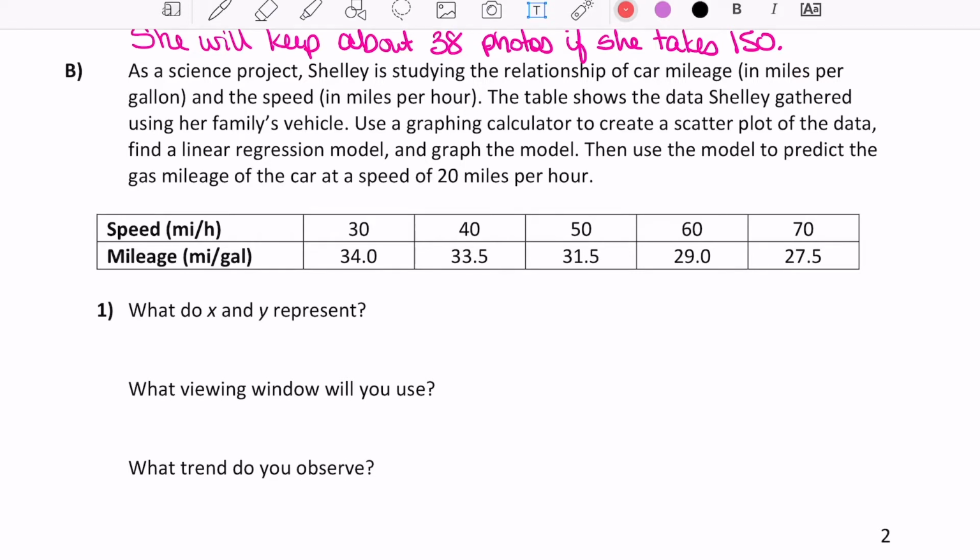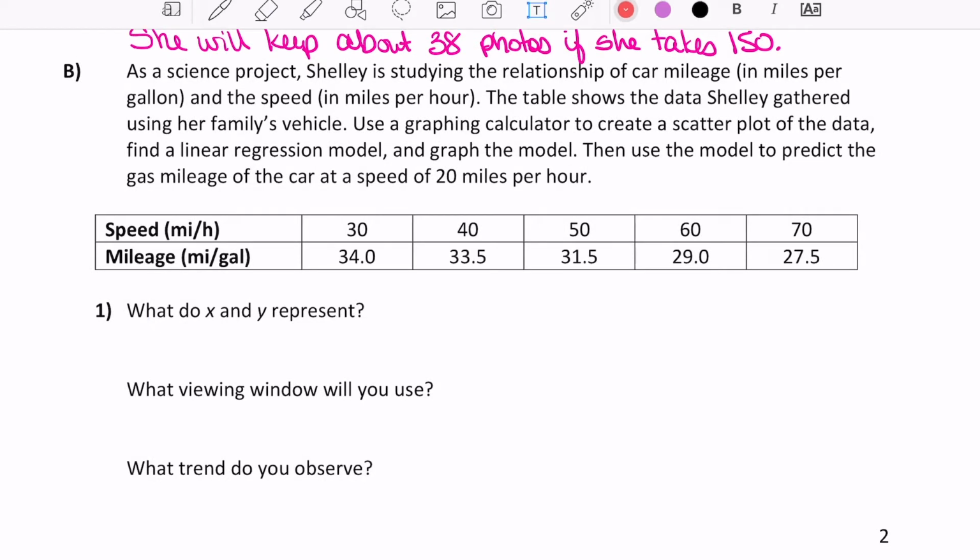All right, so first of all, we have to look at the problem and determine our dependent and independent variables. So does speed depend on mileage, or does mileage depend on speed? If you said that mileage depends on speed, you are correct. So remember, x is our independent variable, which in this case would be the car's speed, and y is our dependent variable, which would be the car's gas mileage.